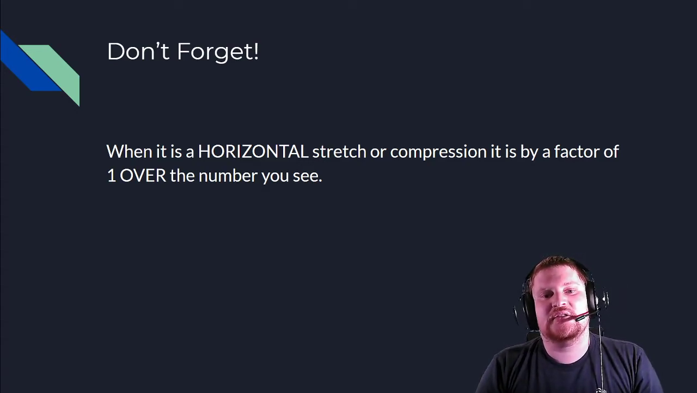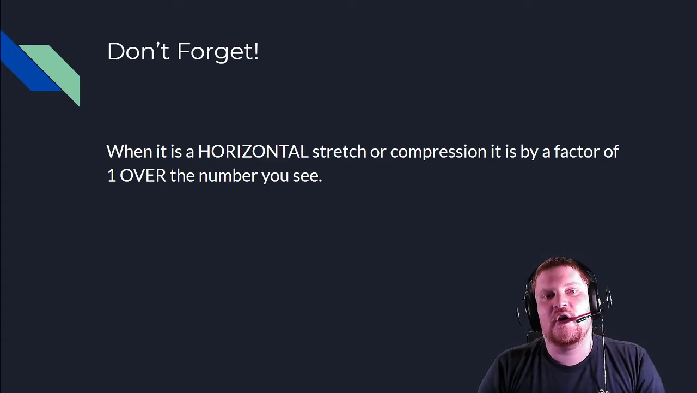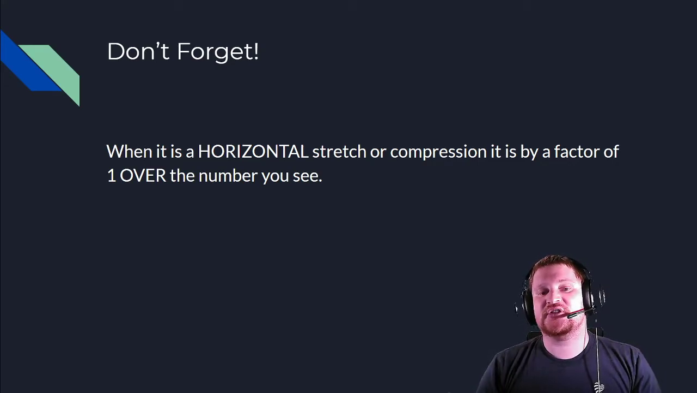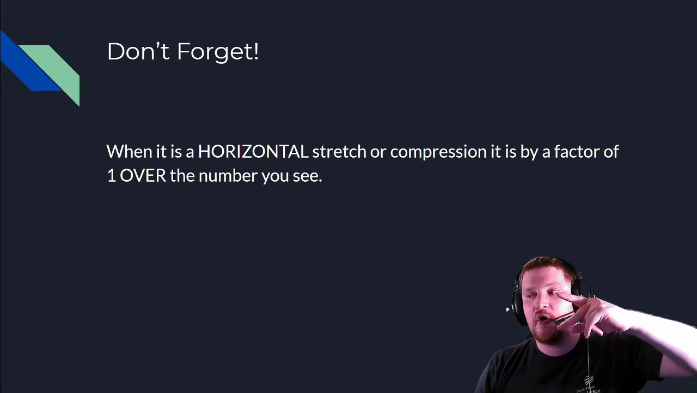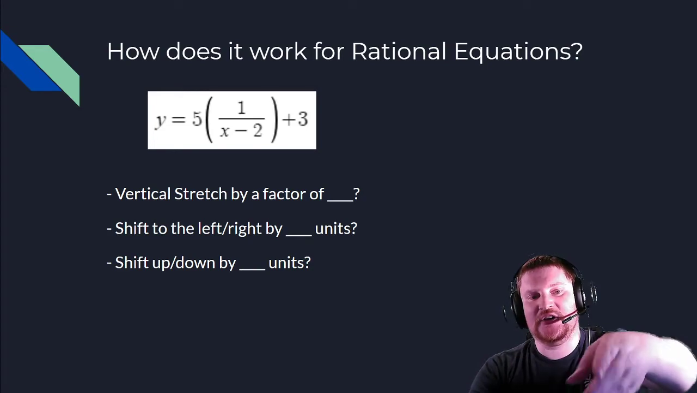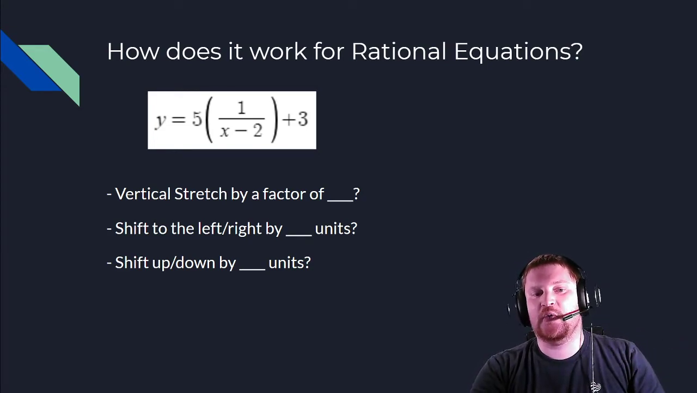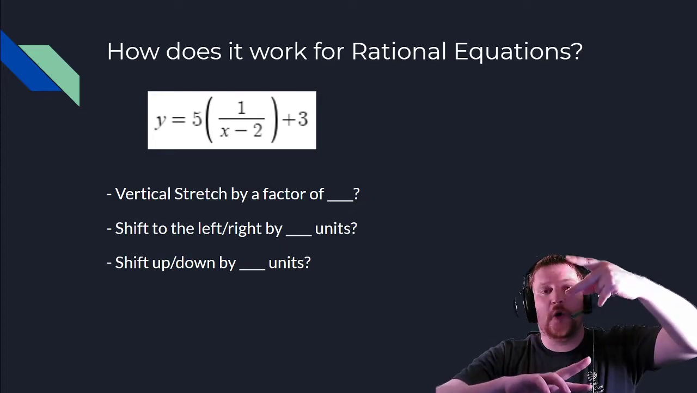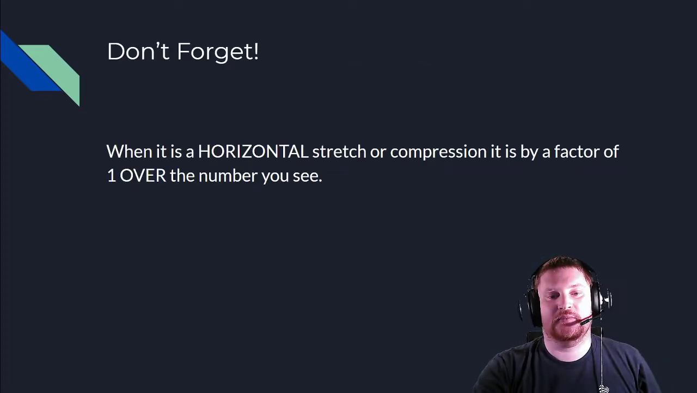However, don't forget that if you have multiplication on the inside, so you have a number multiplied by x, that is a horizontal stretch or compression, but the factor is not just the number you see, it's 1 over the number that you see. So if this equation had a 2 next to the x, it wouldn't be a horizontal compression by a factor of 2, it would be a horizontal compression by a factor of 1/2.